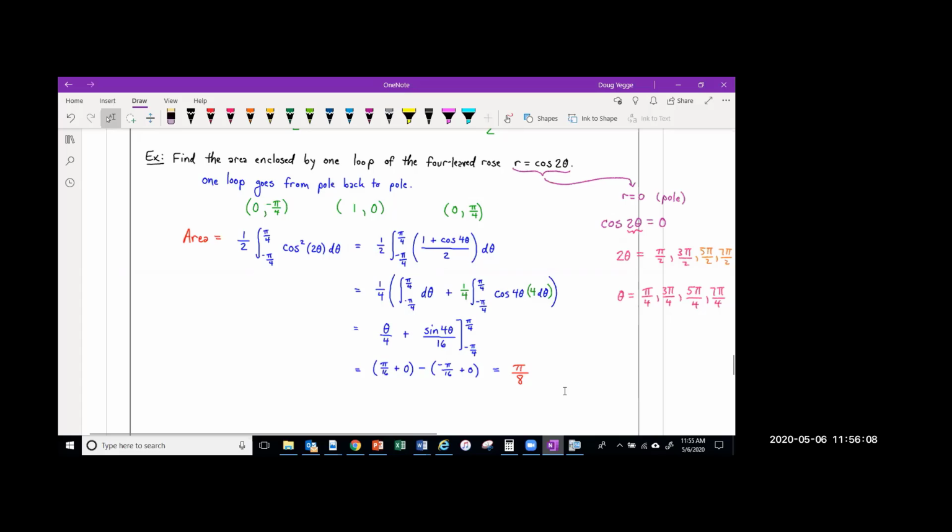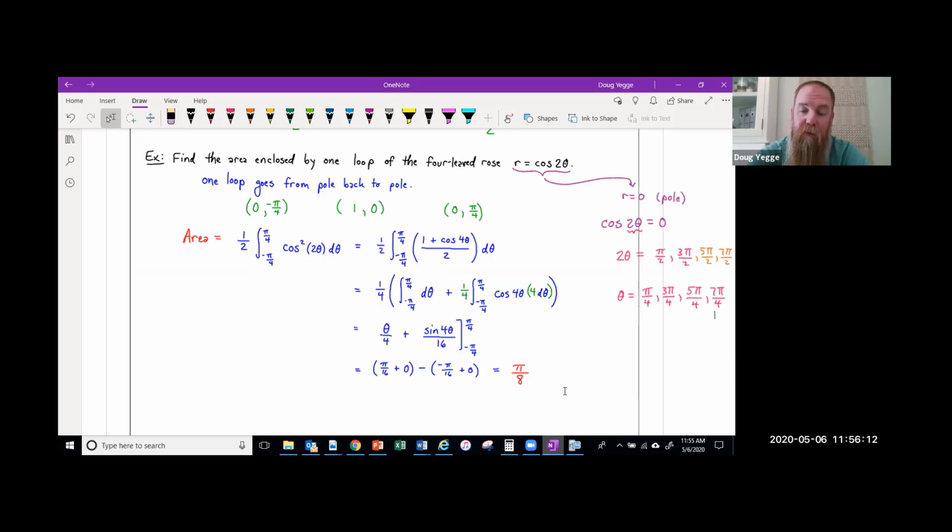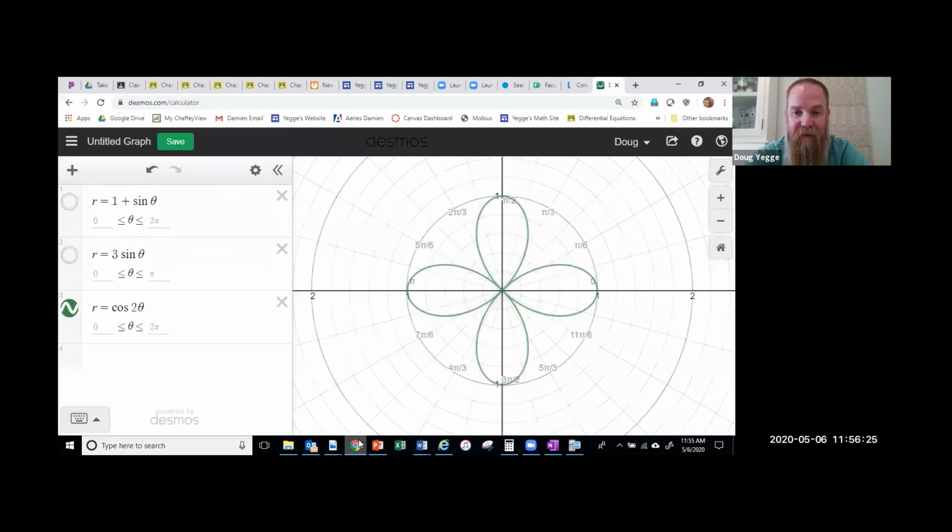I have a question. Because that's just for one pedal, right? That's just for one pedal. So if we wanted to find the total enclosed area of this curve, we would just multiply pi over 8 times 4 to get pi over 2, which is kind of cool, because it turns out that the area is actually just pi over 2. The total enclosed area is pi over 2. That's pretty darn cool.